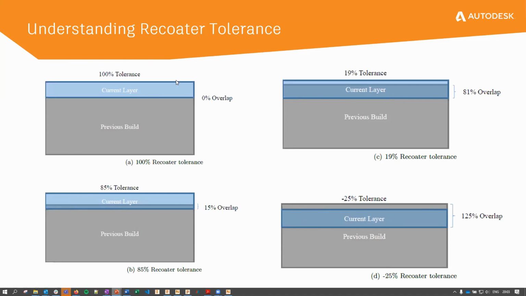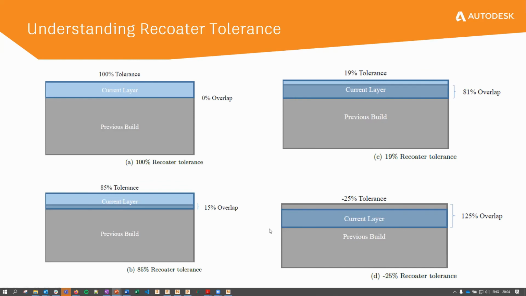Let's start with scenario A. This shows that when you print, you assume that as your last layer is printed at any given point of time, the new layer, which is where the recoater has to move, which is what's marked as current layer, there is absolutely zero overlap between that and the previously built layer. Now, obviously, that is a very ideal scenario. It's not something that happens all the time.